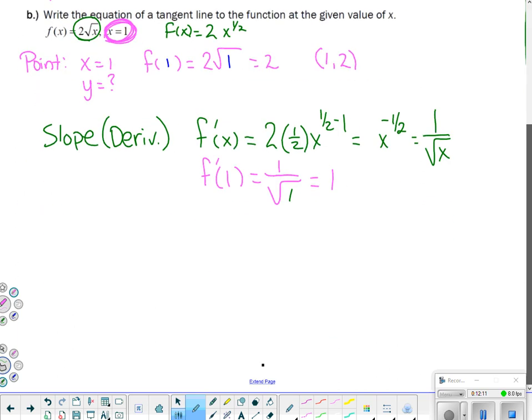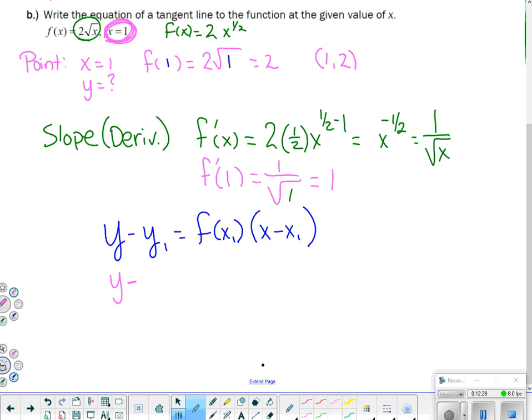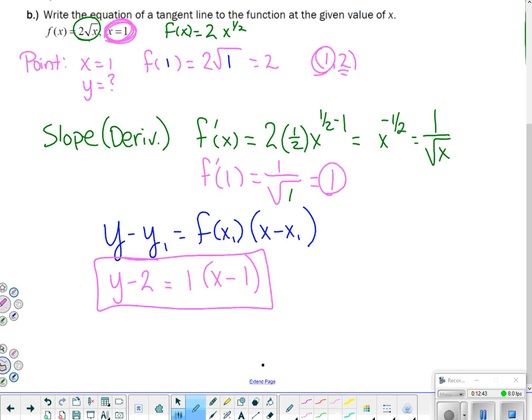Back to writing the equation of the tangent line. Can you do this by yourself? I'm sure you probably can. y minus y1 equals the slope evaluated at x sub 1, x minus x sub 1. Plug and play. y minus, my y value was 2, equals the slope, which is 1, x minus x sub 1, which was 1. There's the equation of the line that is tangent to our graph at the point 1, 2.